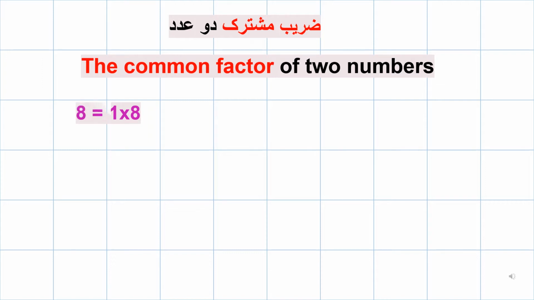Friends, in the previous lessons we learned how to find the factors of a number. Here we're going to work with the factors of two numbers. The two numbers we choose here are 8 and 6.